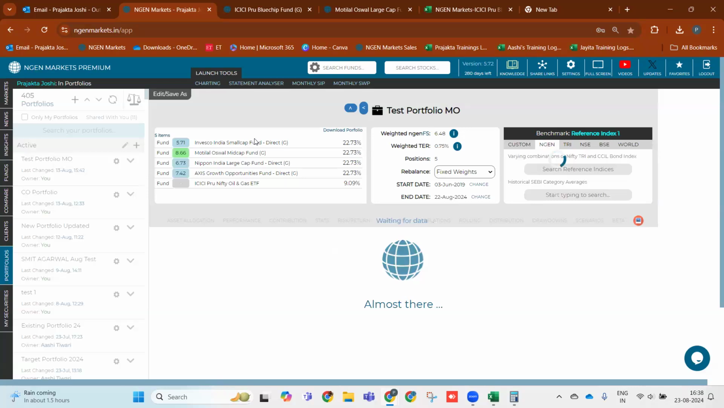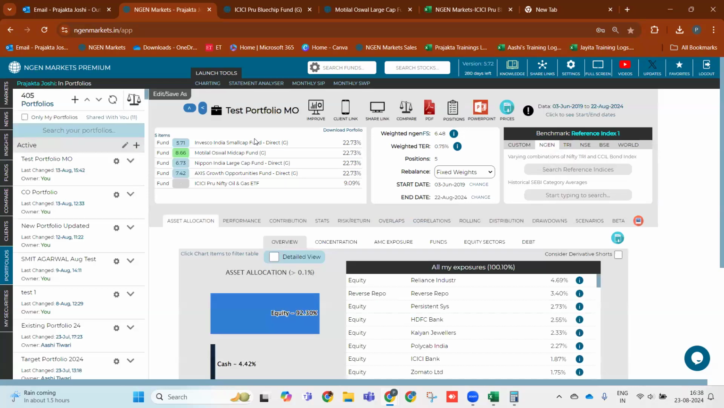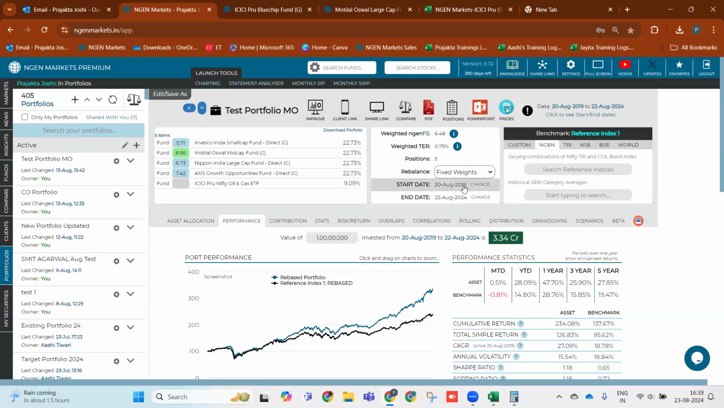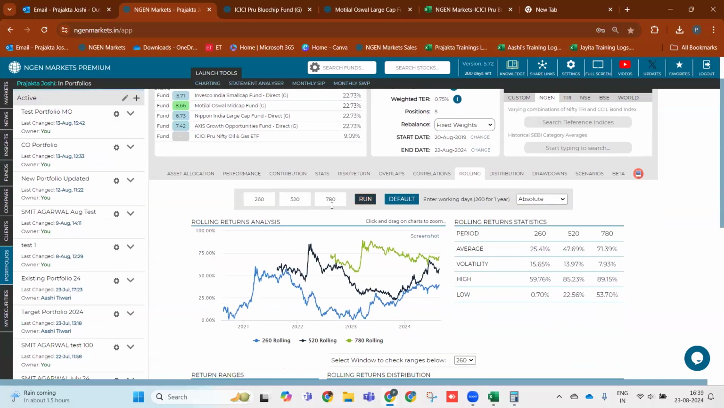So this is a portfolio of some 5 schemes. These are their weightages, and let's consider a 5-year time period. When we consider 5 years, that's 2019 onwards to 2024. And this is where we'll find rolling returns analysis. Here is where you'll see the rolling return windows.